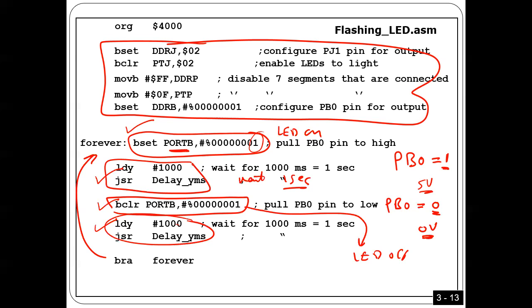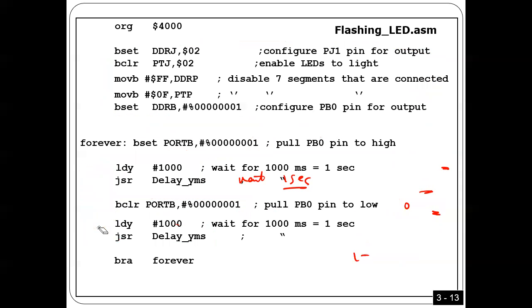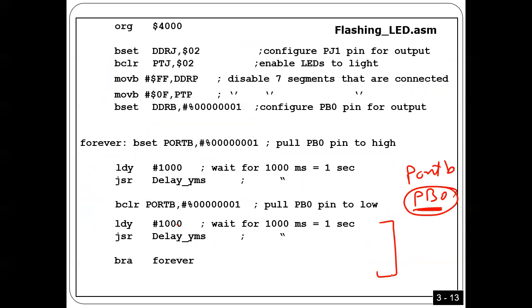So that's what I explained last time. Now I want to elaborate more. Let me delete this one. Let me quickly explain the configuration I explained last time. Here, because we are using port B, we are using PB0, so you have to configure this pin.